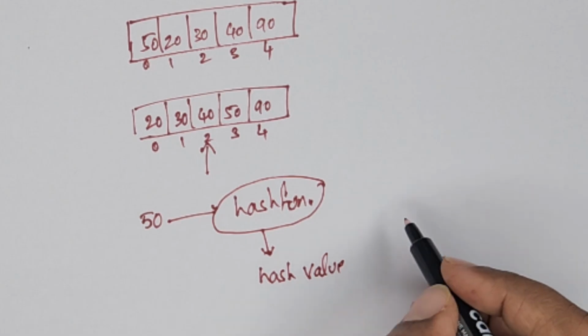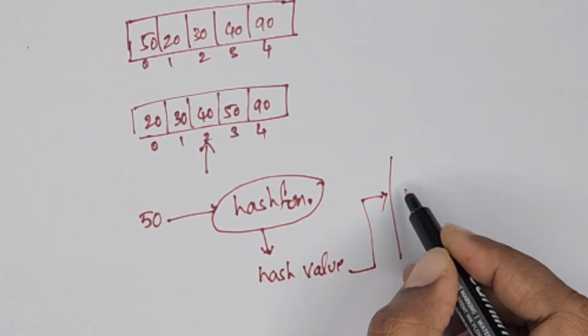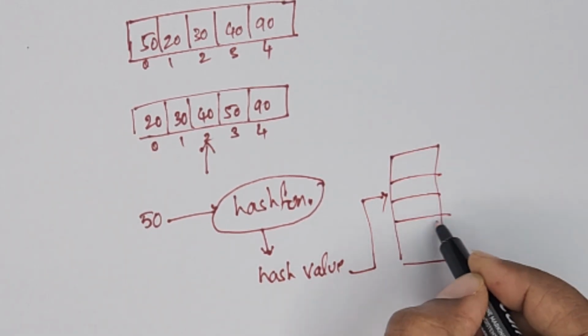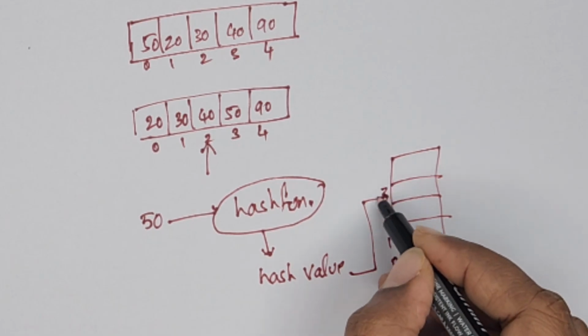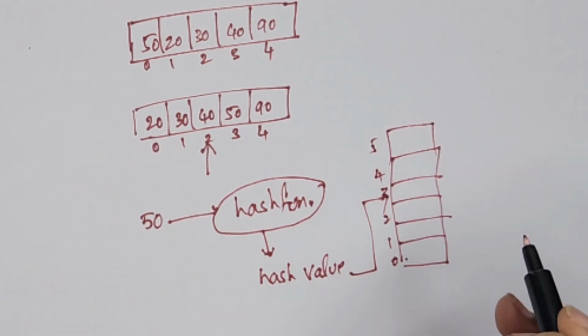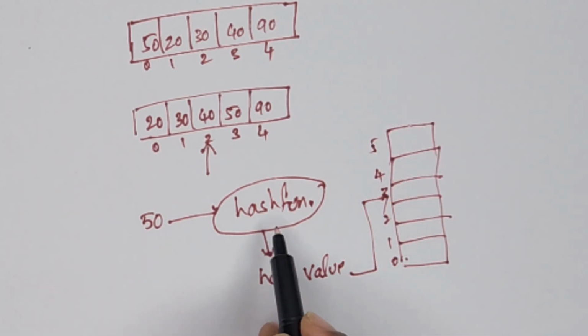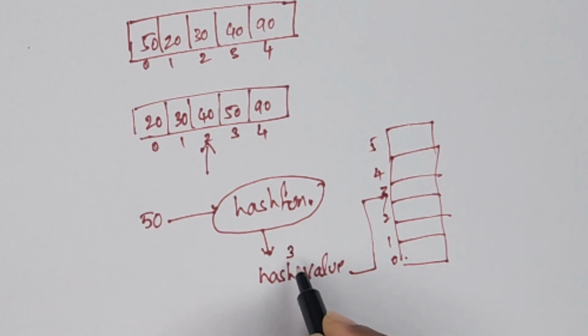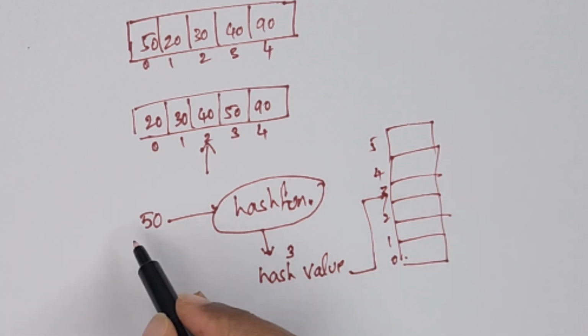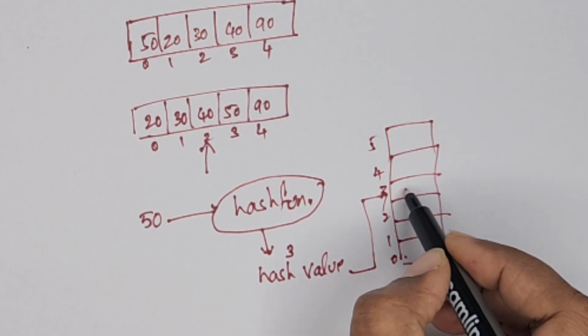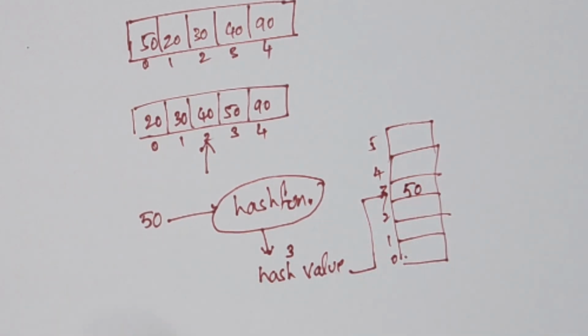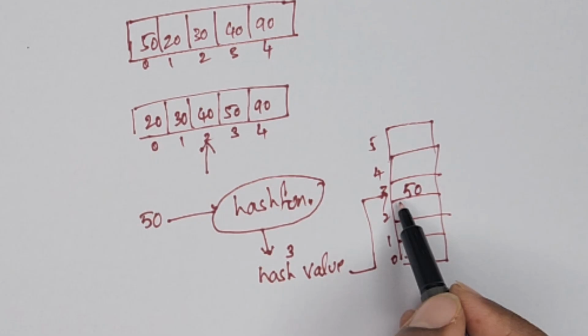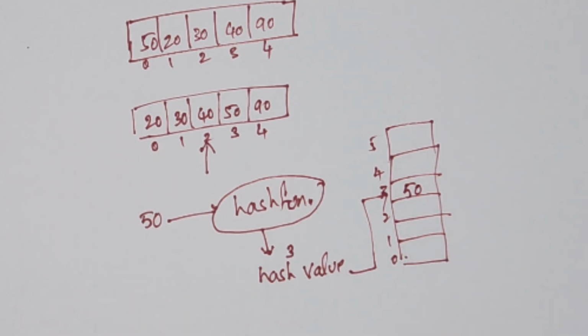The hash value is the index of your hash table. This is one table. Again, its index starts with 0, 1, 2, 3, 4, 5 like this. For example, the hash function generates the value 3. Now 3 is the index of this element. In the third index, we can store 50. Next time, if I am going to search for 50, I again give it to the same hash function. Again the hash function generates 3. Directly I can access the element from the third location. This is the concept of hashing.